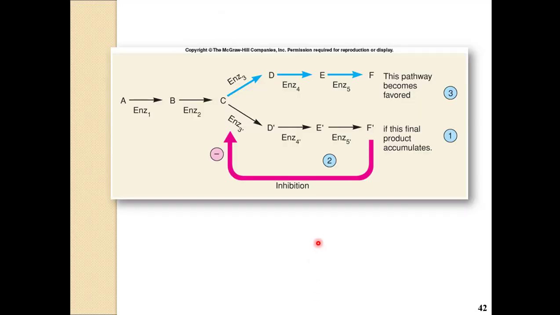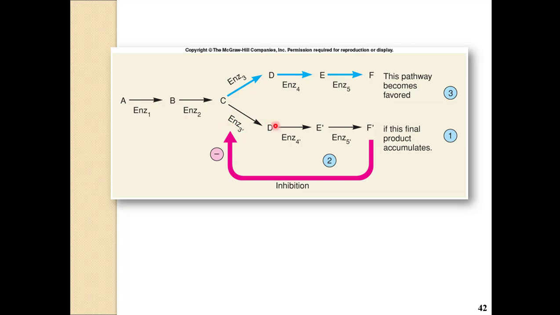So imagine here that we start with a reactant A, and enzyme 1 changes it into B. Then we have another enzyme that changes that into C. Enzyme 3 changes this into D, enzyme 4 into E, and so forth down to F. The final product, F in this case, does not go back and turn off enzyme number 1, but instead F turns off enzyme number 3. So it has a negative feedback on enzyme number 3. And again, this is a very common thing that happens.